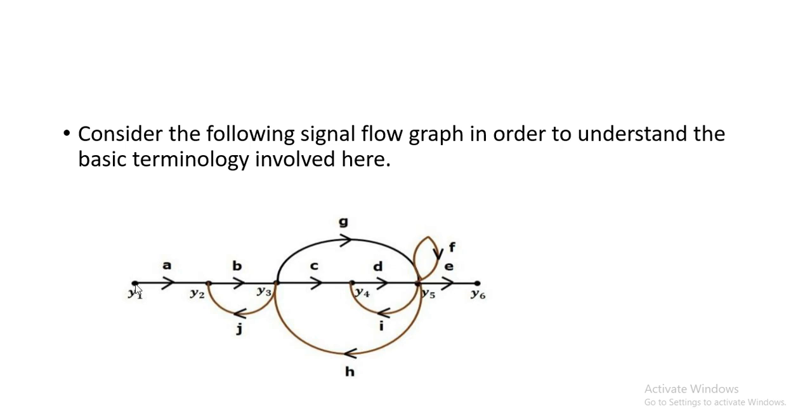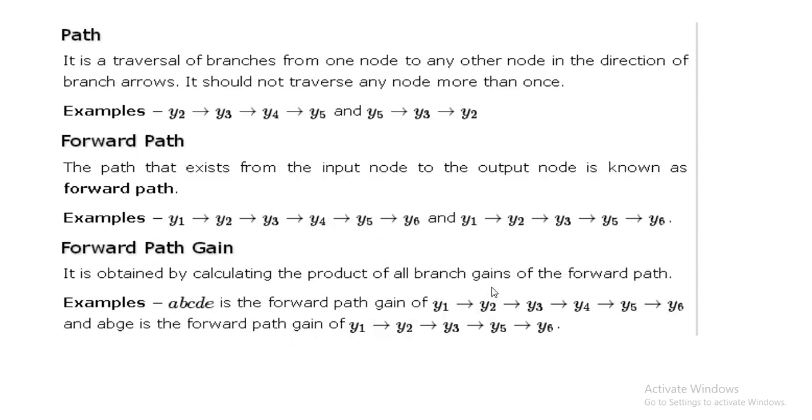That is y1 to y2 to y3 to y4 to y5 to y6. This is a simple straightforward path. Another forward path is there, because there may be a number of routes in a single diagram.